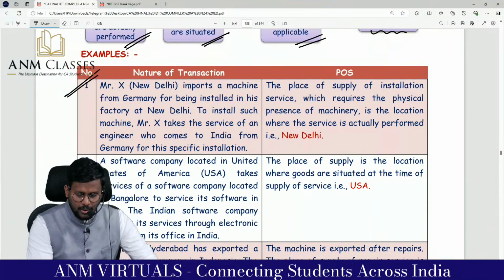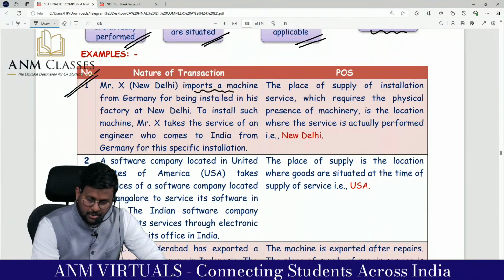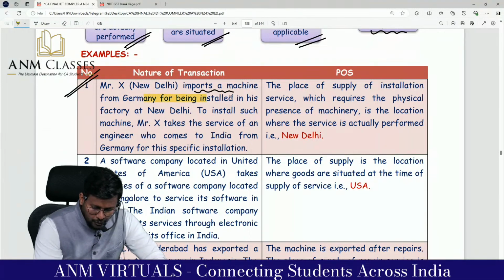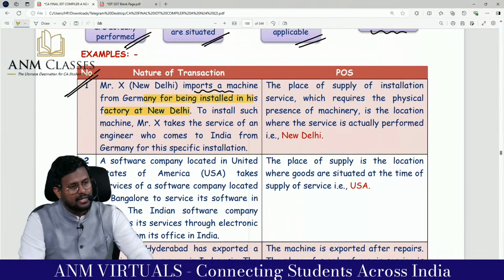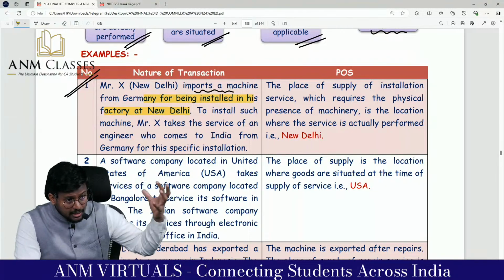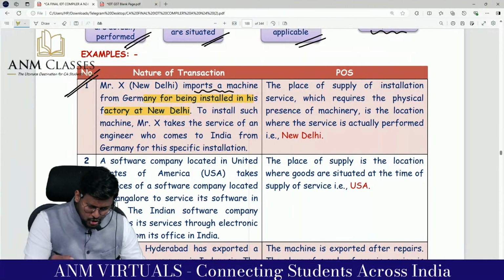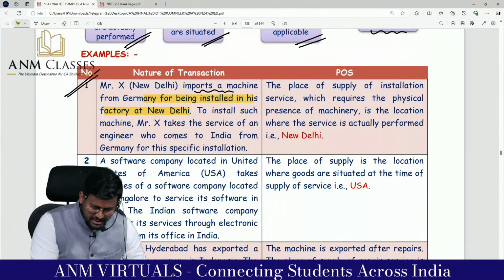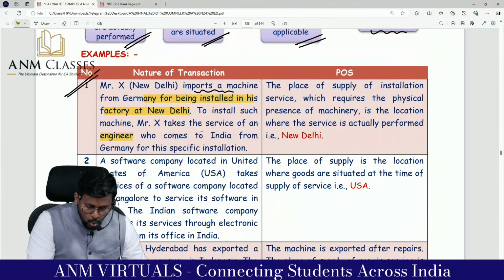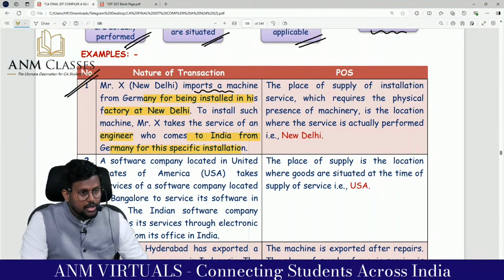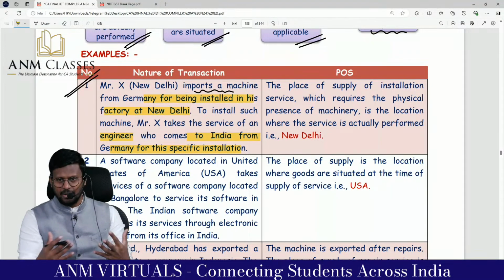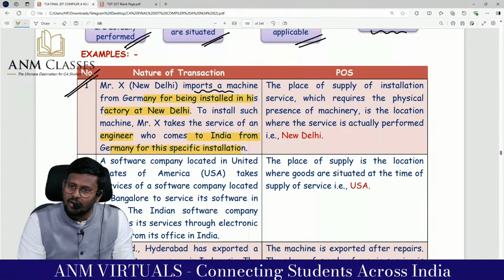Mr. X, New Delhi, imports a machine from abroad for being installed in his factory. Appo machine enna pannirukkaanga? To install such machine, Mr. X takes the service of an engineer who comes to India from Germany for this specific installation. Inga repair illa, installation kaaga aal varaanga.